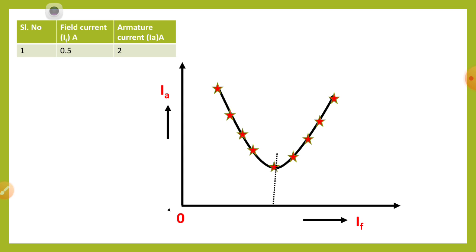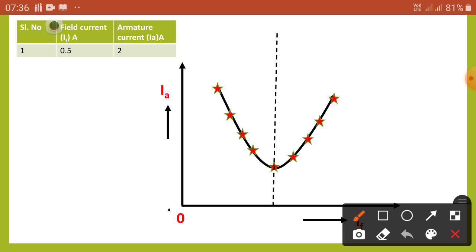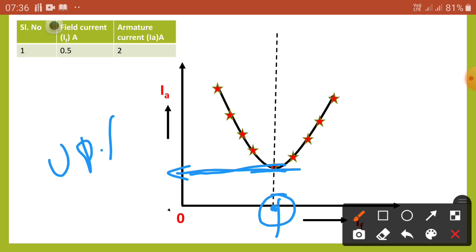Now at the center you can see the field current, which is in the middle here. At that condition, this is the minimum armature current, and this is the field current. That means we have to operate the field current at this condition, and at this condition we get the minimum armature current. Ideally that is the UPF condition, unity power factor condition.